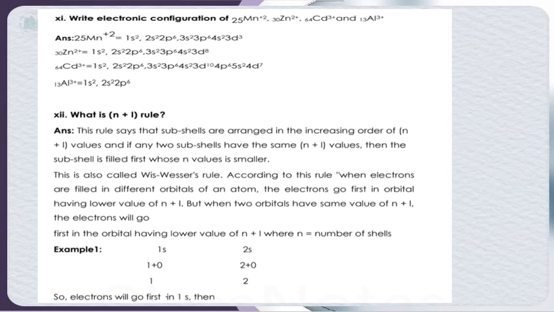Then the next one is, what is the n plus l rule? As I told you earlier, n is the number of the shell. It represents the first shell or second shell or third shell, and l represents the azimuthal quantum number. The sum of these two will tell you which orbitals will be filled first. This was given by Wiswesser, and that's why the rule is called Wiswesser's rule. According to this, you find the n plus l value for each orbital, and the orbital with the lower n plus l value will be filled first.